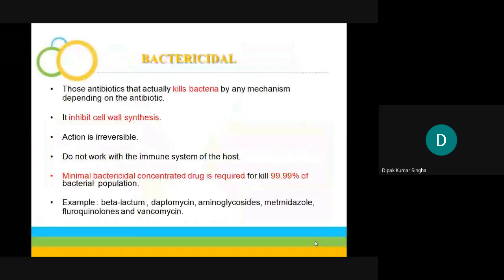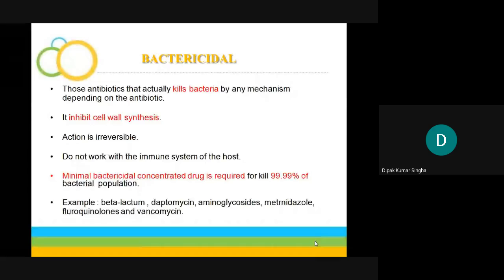Bactericidal antibiotics kill bacteria by different mechanisms, such as inhibiting cell wall synthesis. Based on the mechanism, there are different types of action: cell wall synthesis, protein synthesis, and others, which we will discuss in the next slides. The action is irreversible and does not depend on the immune system of the host. The antibiotic is only effective against the microorganism and does not affect the host cell. That means when you take the antibiotic, it only kills the microorganism and does not destroy your host cells.